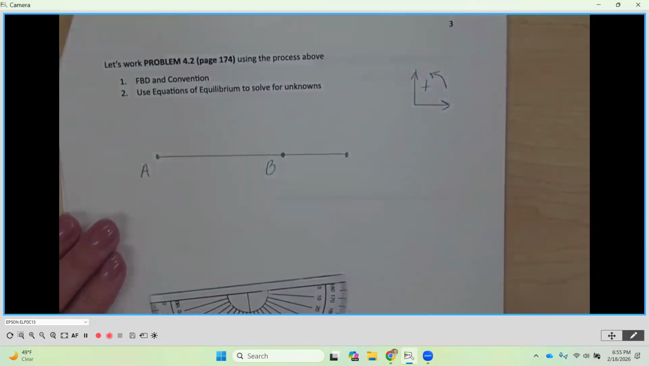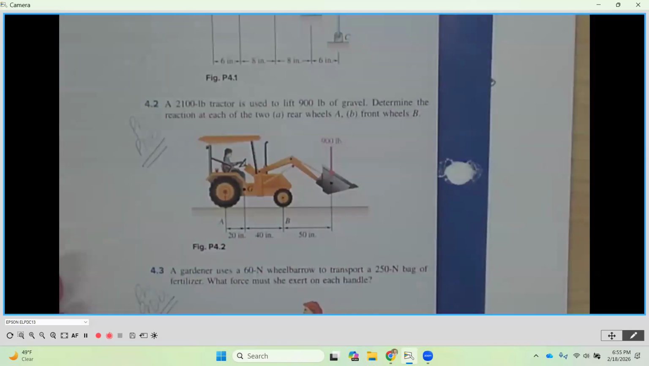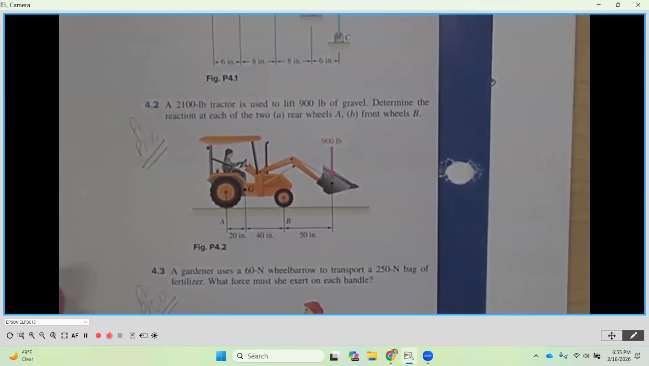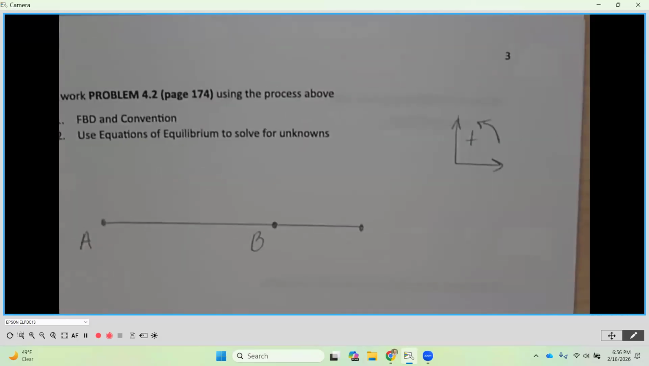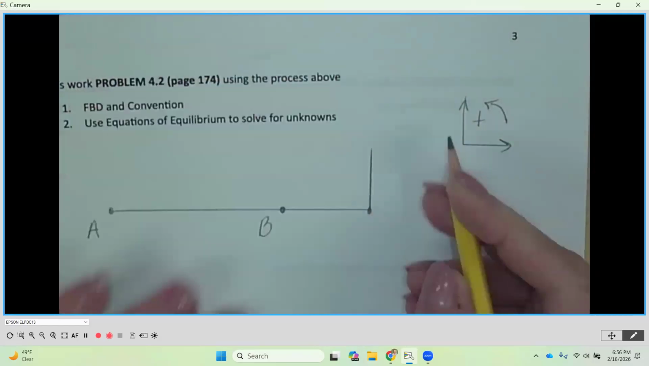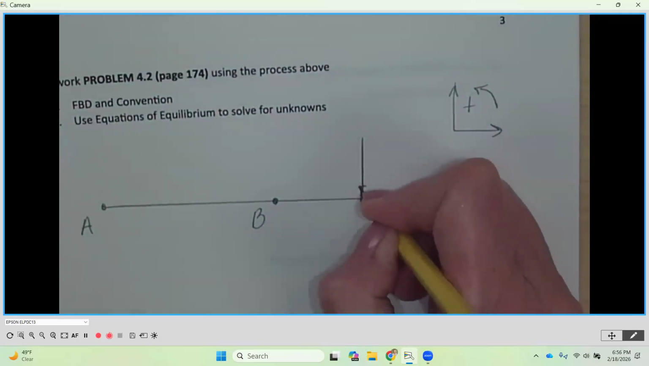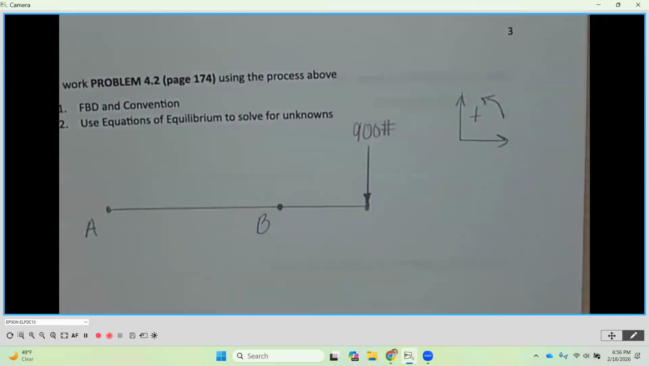Now, if we look back at our diagram, we want to put in what we call our applied loads. Our applied loads are going to be the things that we know are there or are shown. So we know the 900 pounds is going to go straight down at the very end, so I'm going to add that right here. There's no letter associated with the end. It was just a point, the extension of the line. So this is going to be 900 pounds.